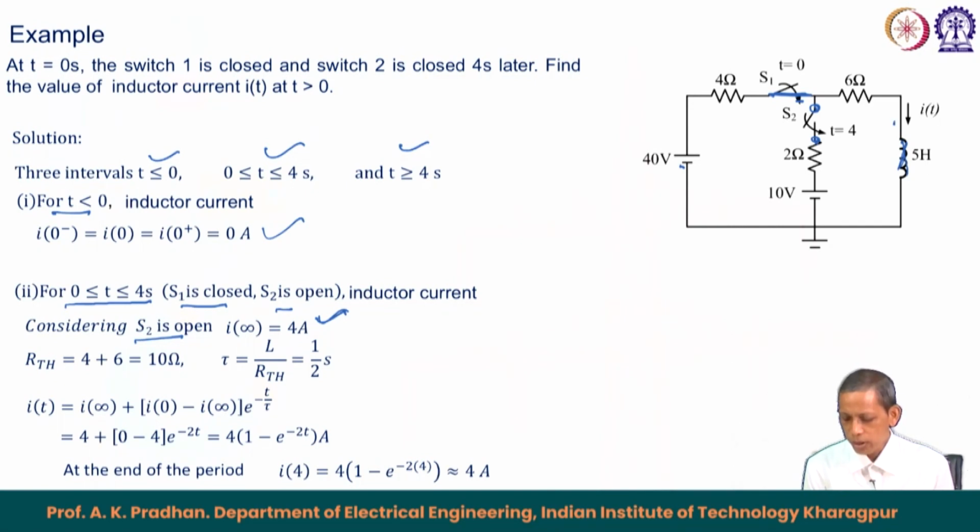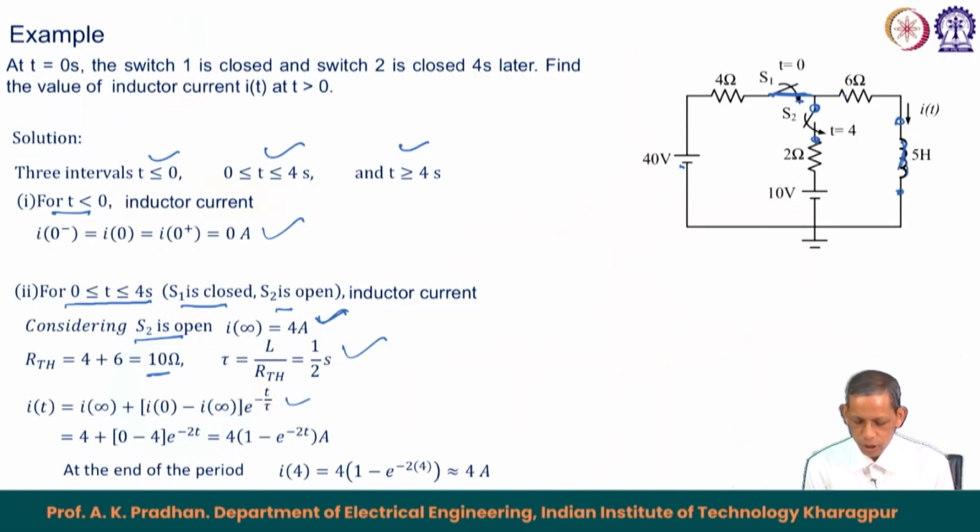Now, looking at this circuit from the inductor, the corresponding RTH will be, because S2 is open, 6 plus 4 is 10. So, the RTH becomes 10, and the time constant tau becomes L by R. L is 5, so 5 divided by 10 becomes half a second.